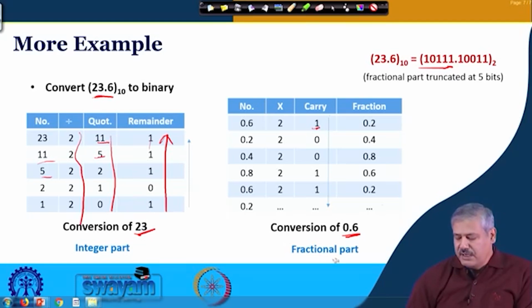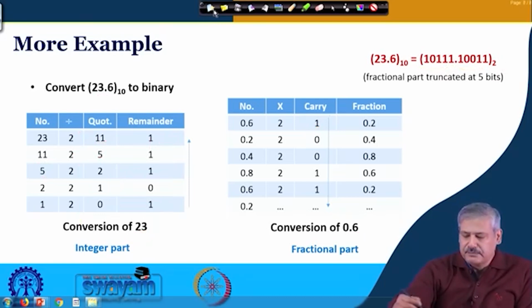So if it is truncated at 5 bits, then reading from top to bottom it is 10011, that is what we see here. If there are 6 bits, then you do one more multiplication, and whatever number comes, you will write here; accordingly 7 bits will be presented.